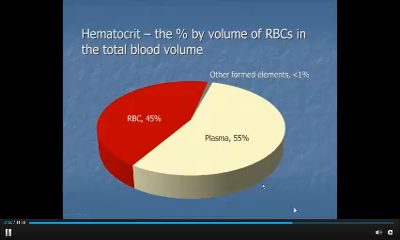Because it's a quick way to evaluate if there are enough red blood cells in the blood, and therefore whether the oxygen carrying capacity of the blood is adequate. So I do want you to know the normal value at about 45%, because that's an average for both genders, and it's an important number to remember.